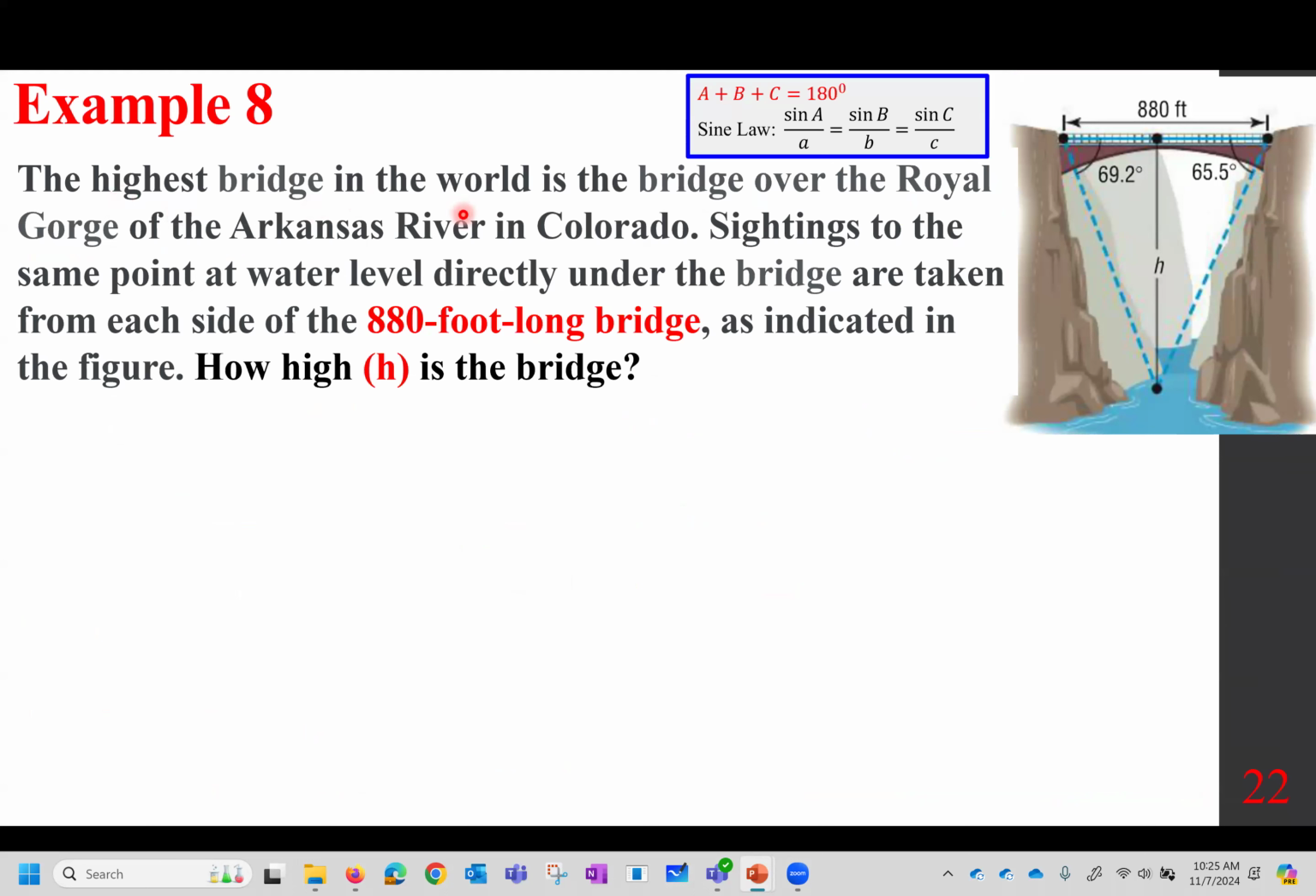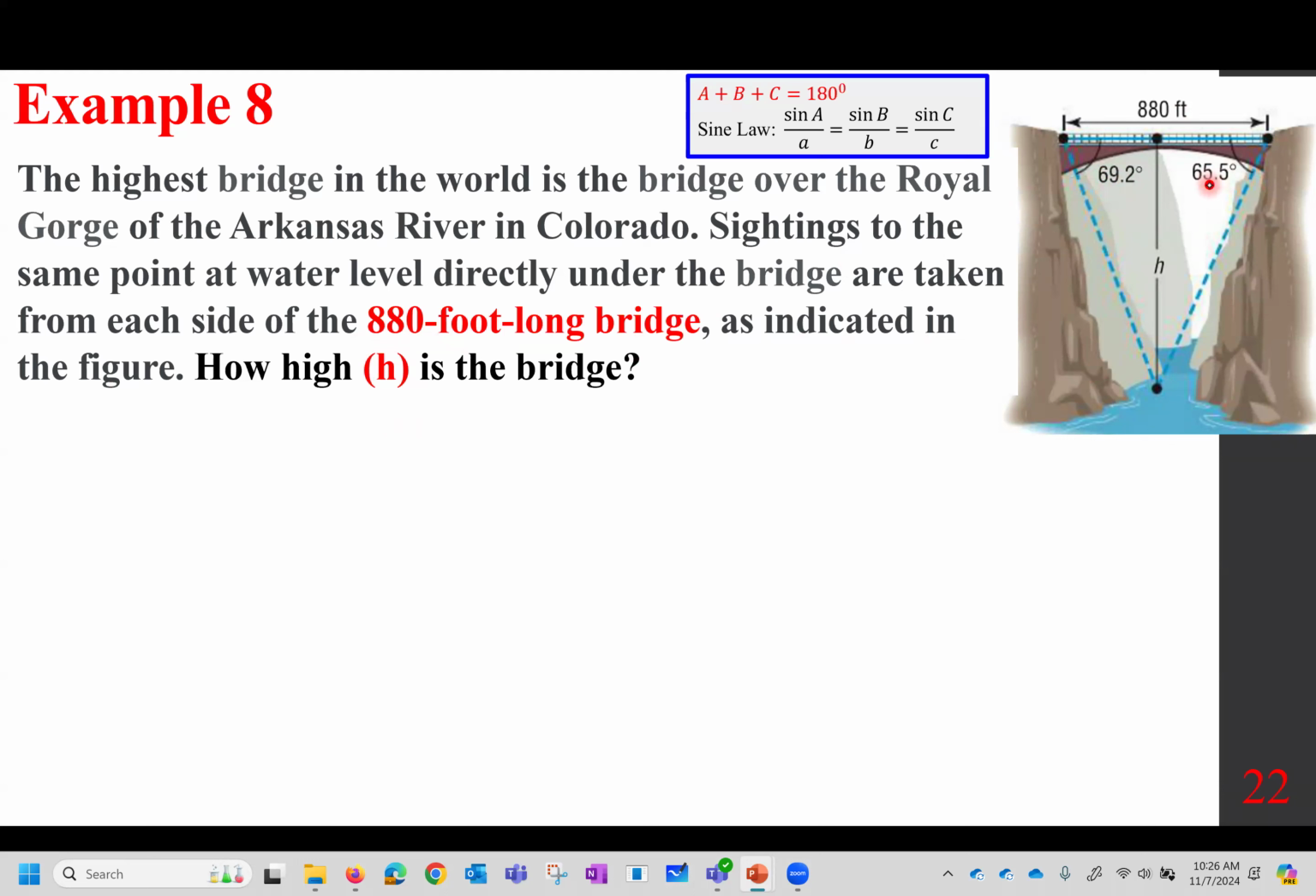The highest bridge in the world is the bridge over the Royal Gorge of the Arkansas River in Colorado. Sightings to the same point at water level directly under the bridge are taken from each side of the 880-foot-long bridge. As indicated in the figure, how high is the bridge? So here's 880 feet. This angle is 69.2 degrees given to us. This angle is 65.5 degrees. These are from the sightings.